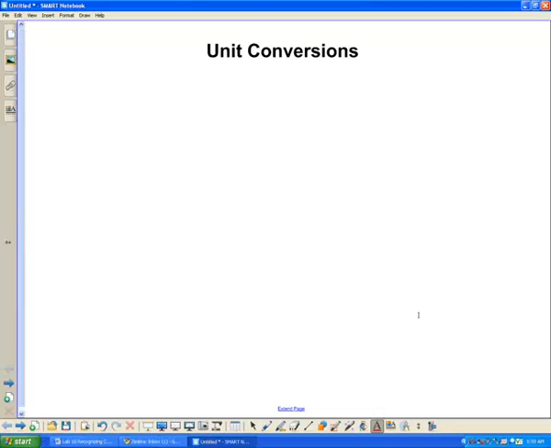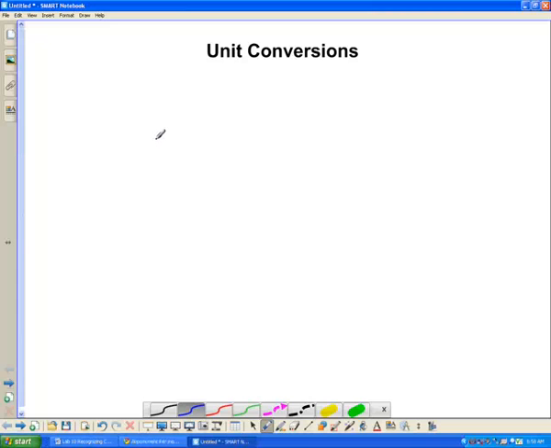This time I want to talk to you all a little bit about the concept of unit conversions. Now some of you may have heard this called something like dimensional analysis or the factor label method, but the point is it's the way to convert from one unit to another.